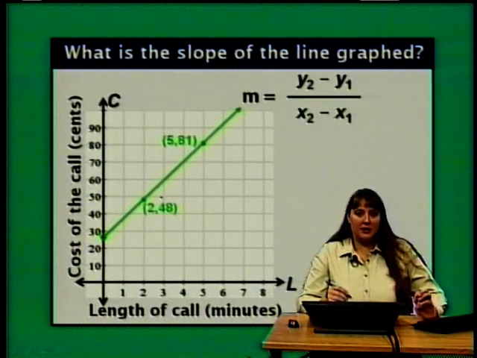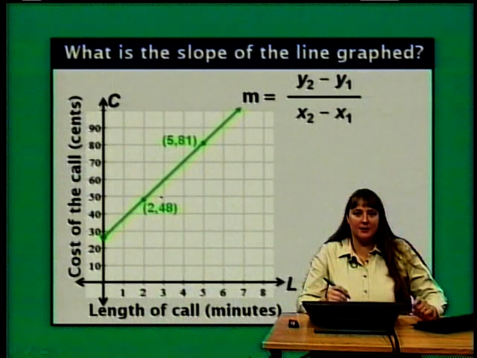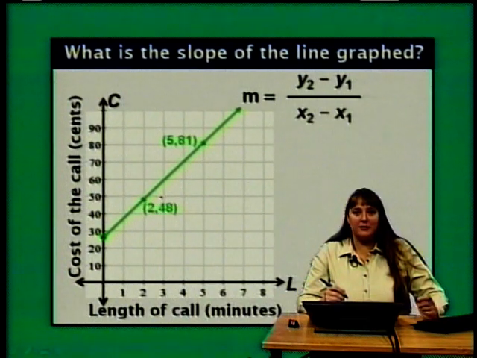We learned at the beginning of this lesson that the slope m is y sub 2 minus y sub 1 over the quantity x sub 2 minus x sub 1. But when I look at this graph, I don't see any x's or any y's. I need to change my variables to match with the graph.